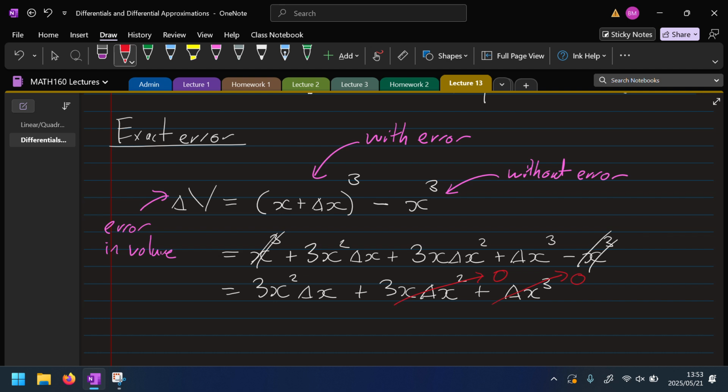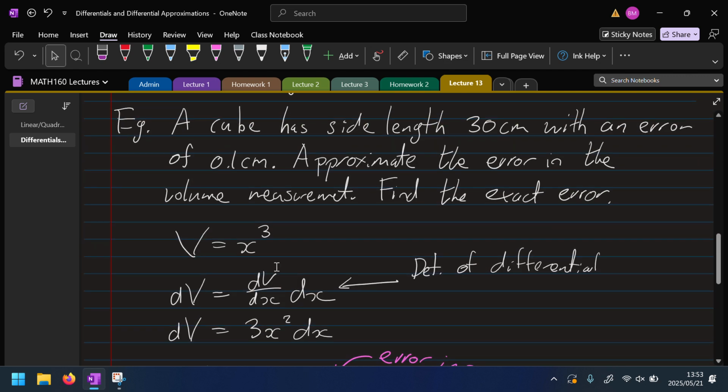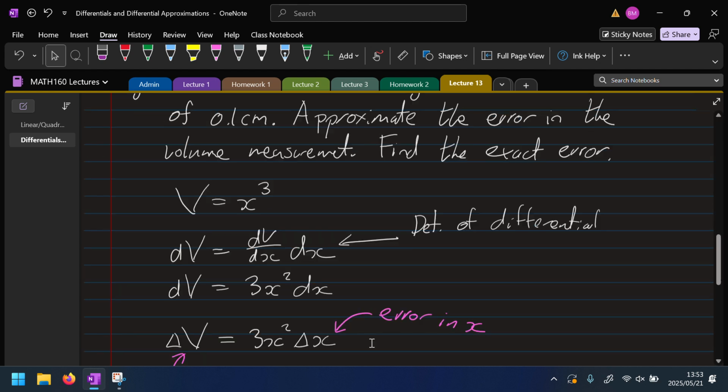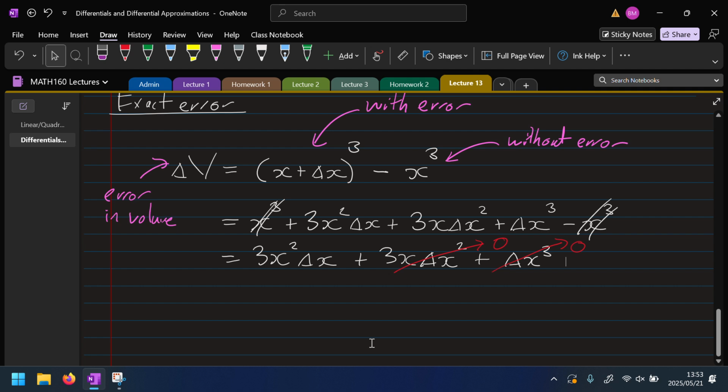Now this is the exact error, and we've ignored those terms. What's left over? 3x squared delta x. That's exactly what we got here with the approximation. Here, we didn't do any approximating. This is the exact error. We get 3x squared delta x plus some other terms. But if we ignore those terms, we get right back to the approximation we did earlier, provided delta x is small. So all of this only works if delta x is small. If delta x is large, this doesn't work anymore because we can't cancel.